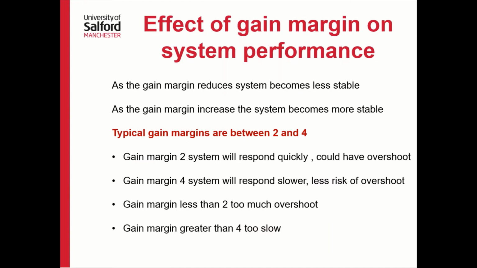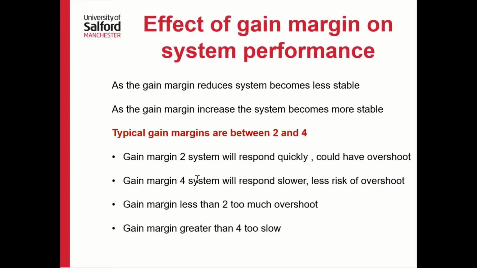Now, let's have a look at the effect of gain margin on system performance. We could choose different gain margins and see how the system performed. So we're going to set the control system now to have a gain margin of 2, a gain margin of 4, and probably 3. And what we should see is, with a gain margin of 2, the gain is quite high, and we could have overshoot in the system. With a gain margin equal to 4, we'll get a slower response and much less risk of overshoot.